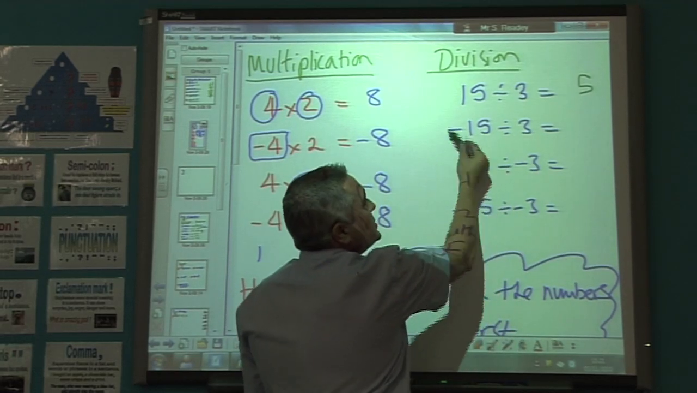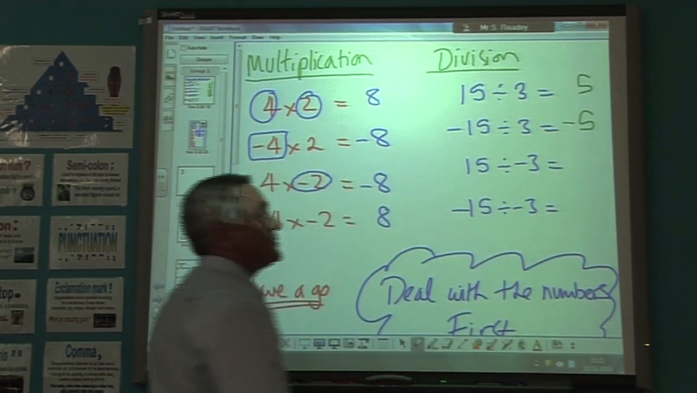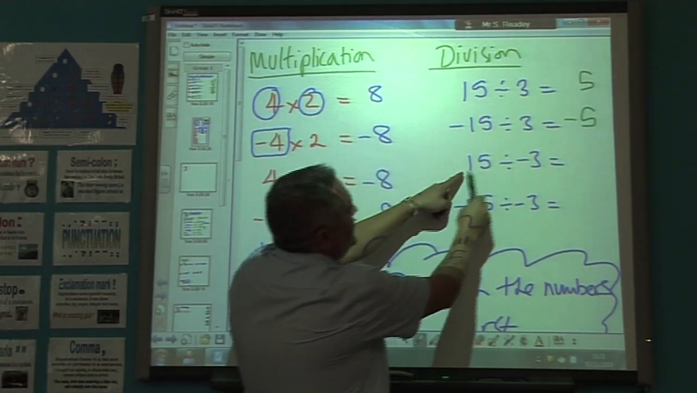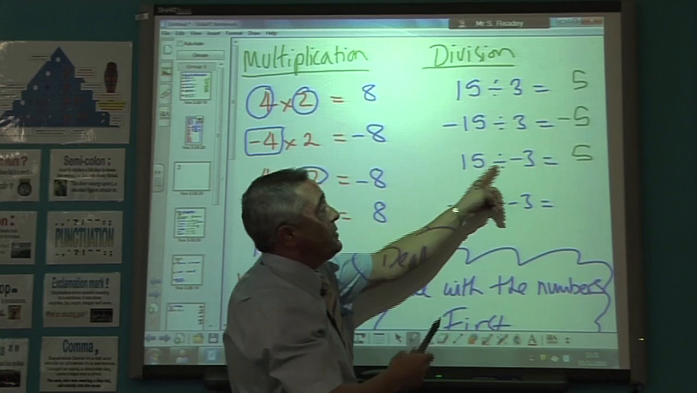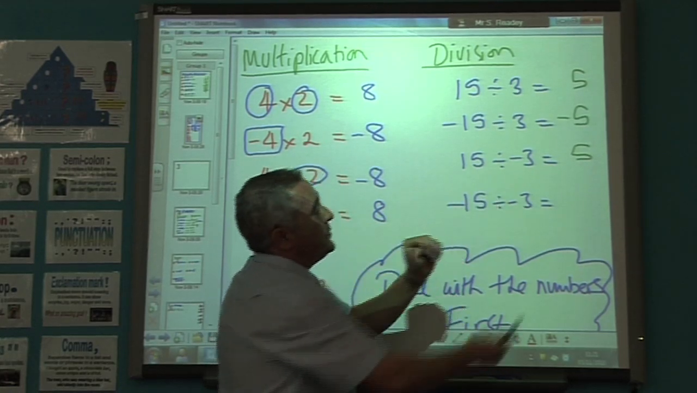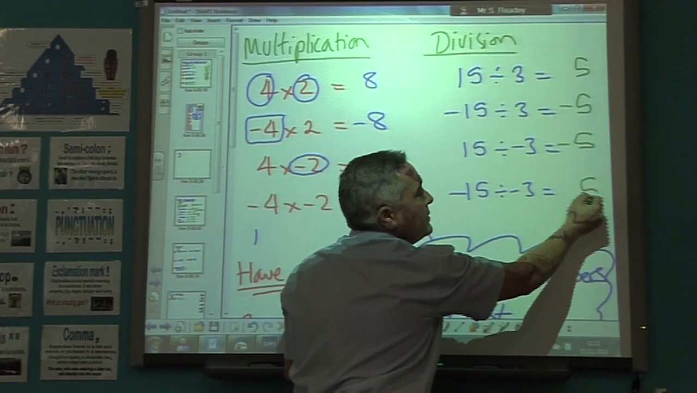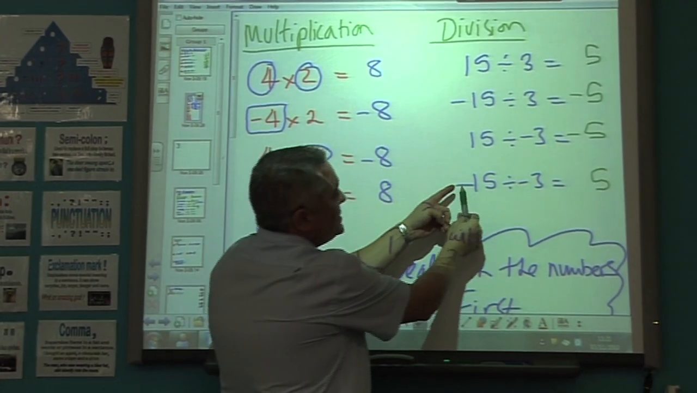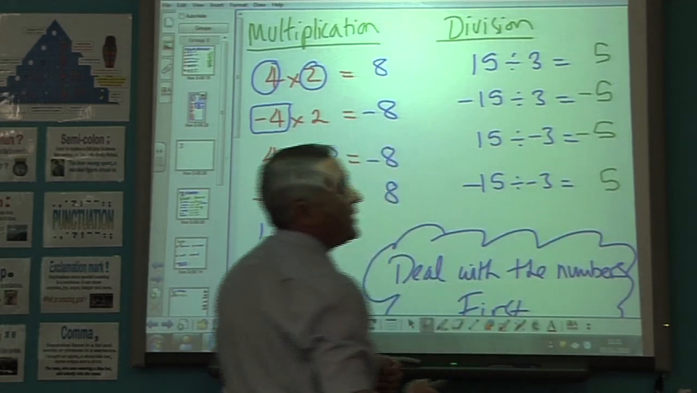Minus 15 divided by 3. I've got two signs that are different. Minus. 15 divided by 3 is 5. Both signs, are they the same or different? They're different, so it's a negative. 15 divided by 3 again, I've got 5. The signs, the same or different? They're the same. Going to be positive 5.